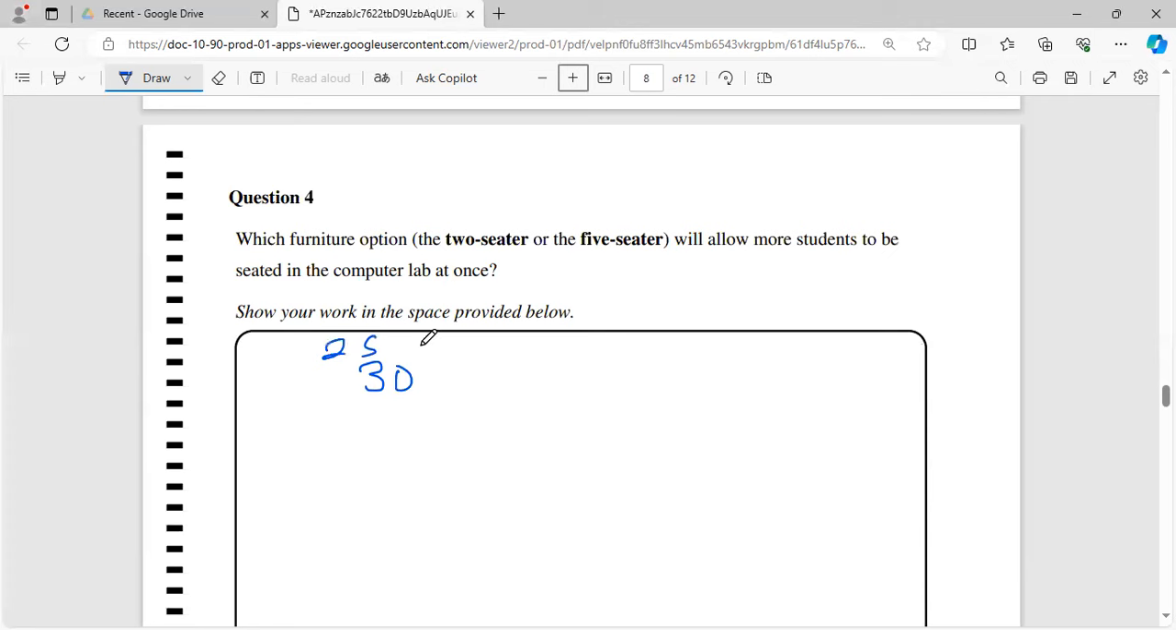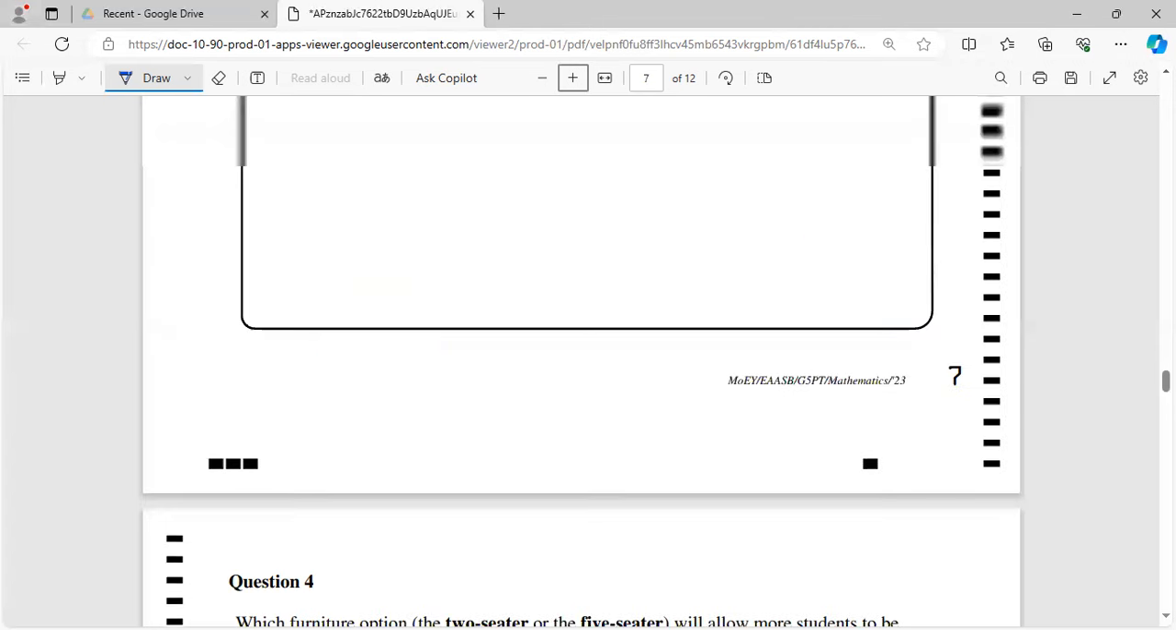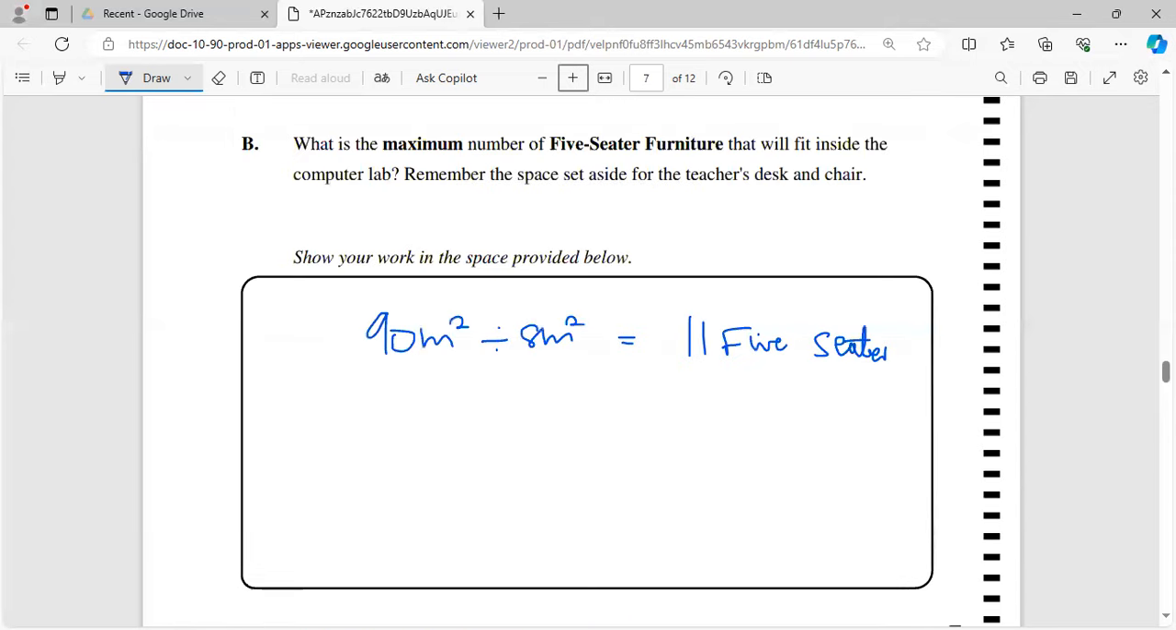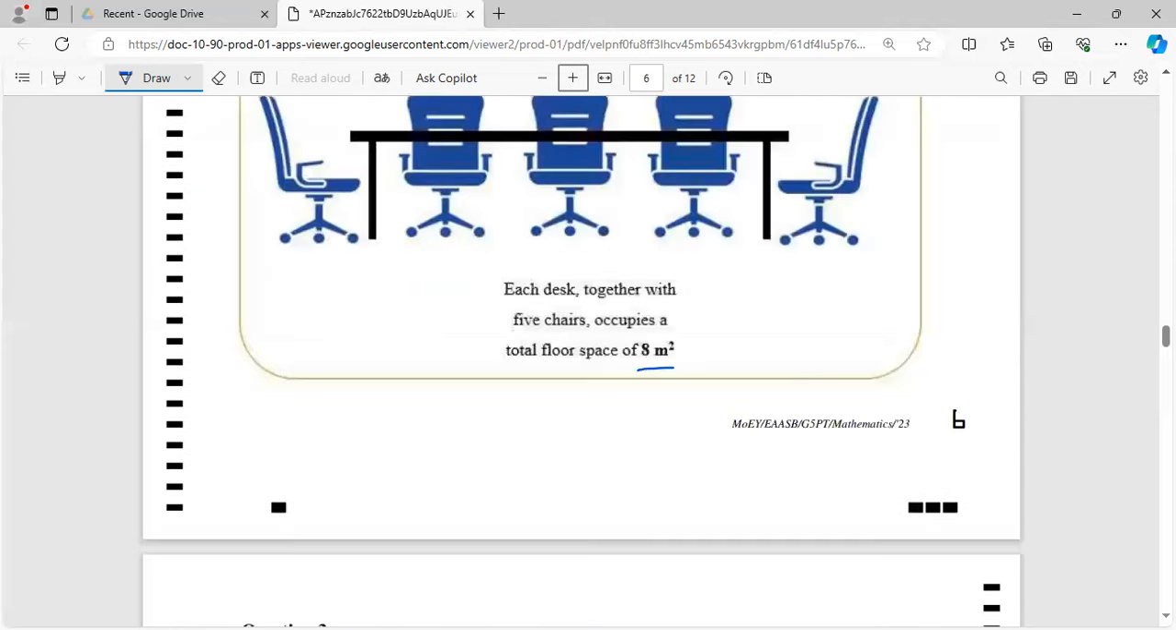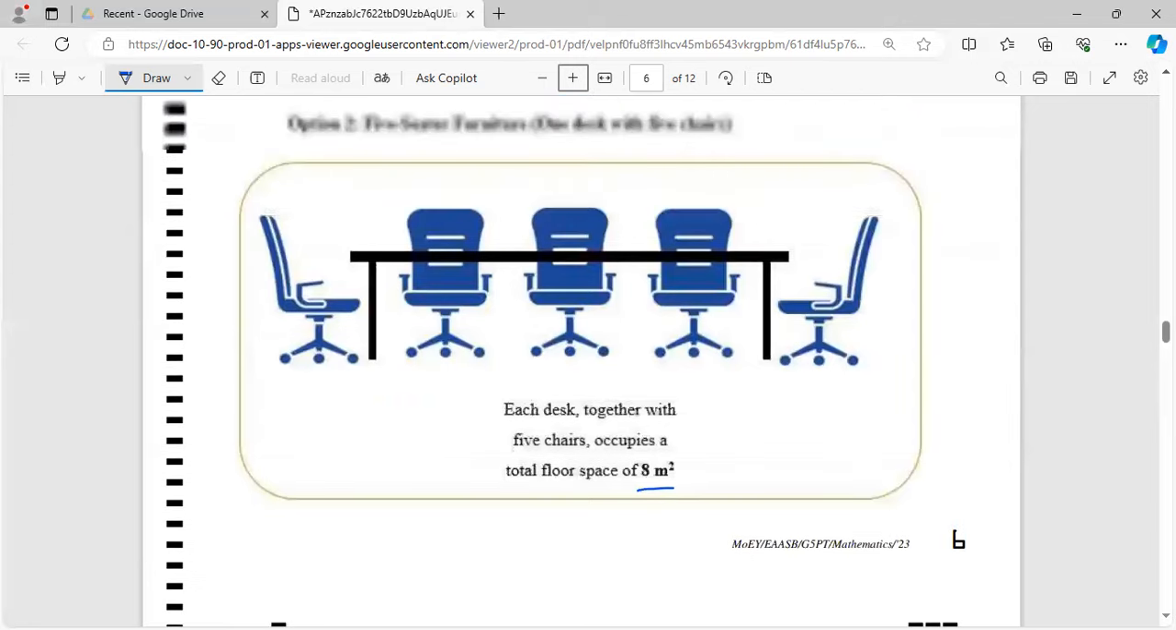We have 30 2-seaters, and that would hold 2 students each. Now we can have 11 5-seaters, and that can hold 5. Let me go back up and see it for the 5. I think it was 5 chairs and 1 desk. Let me just go back. Alright, each desk with 5 chairs occupies a total space. Yeah, so that's 5.